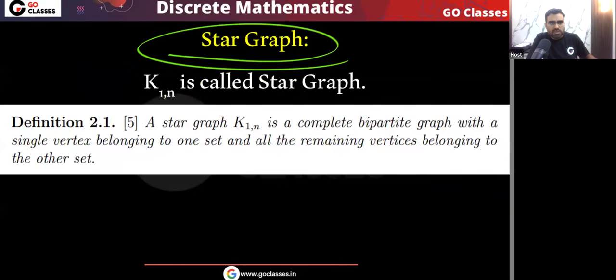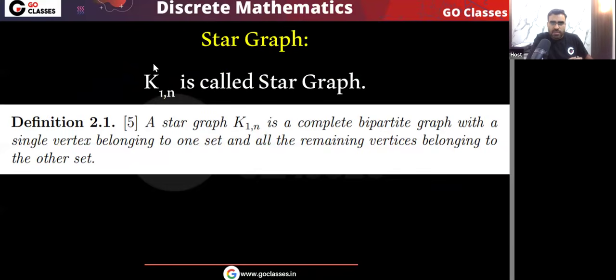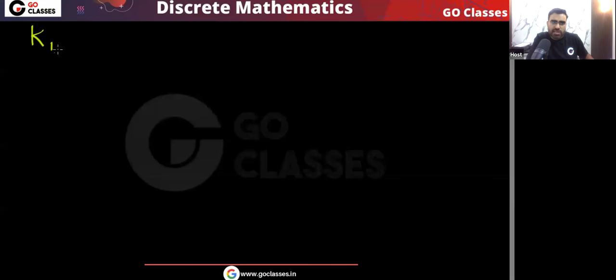Now let's see one concept, that is star graph. Let me tell you, K1n is called star graph. What is K1n? This is the complete bipartite graph where one part has one vertex, another part has n vertices. So the definition of star graph is K1n. And what is the reason? I told you that K1n is the complete bipartite graph, and this graph is called star graph.